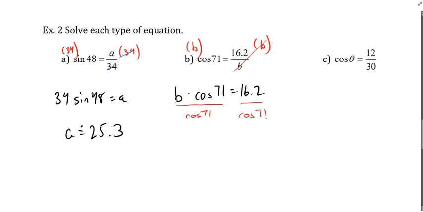It does seem weird at first, but like I said, honestly, a lot of people find trigonometry their favorite type of math. It's easy, straightforward, repetitive. You get it. Okay, so again, this divides out, and I'm left with b equals 16.2 over cos 71.